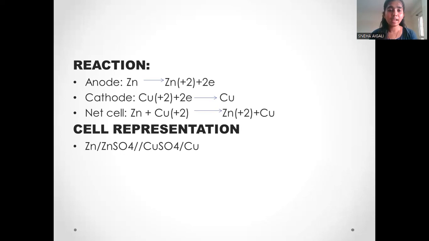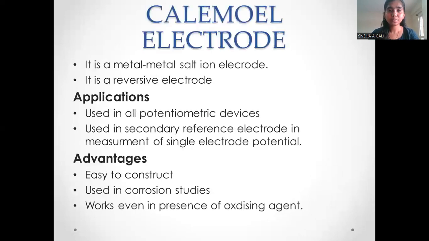Then next up, we have the cell representation. Cell representation will be, first comes the anode, then anode electrolyte, then comes cathode electrolyte and cathode. Since at the anode we have zinc, first will be zinc, then the anode electrolyte is zinc sulfate, so ZnSO4. Then comes the cathode electrolyte, that is CuSO4, then the cathode, that is copper, Cu.